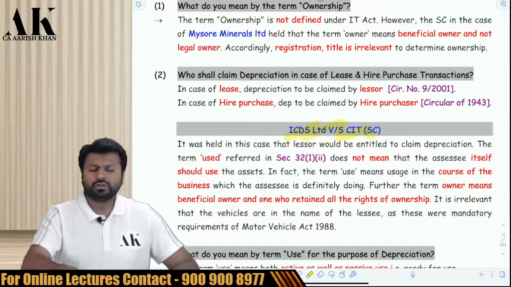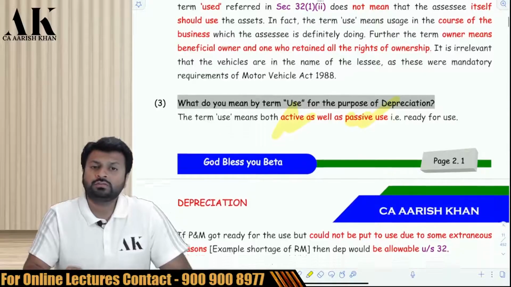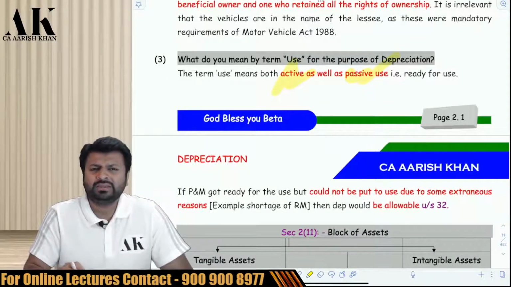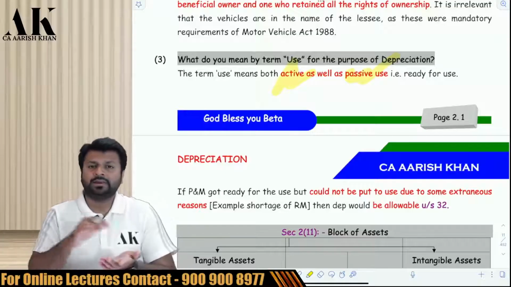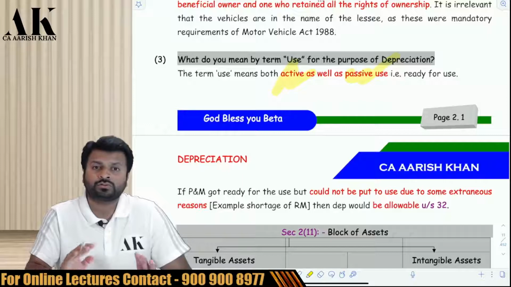Now, the second condition to claim depreciation is that you should use the asset. Use means what? Use means active as well as passive use. Passive use means something which is ready for use. Suppose you are keeping extra assets for the purpose of emergency, then that can also be called passive use, and you can claim depreciation on a passively used asset also.